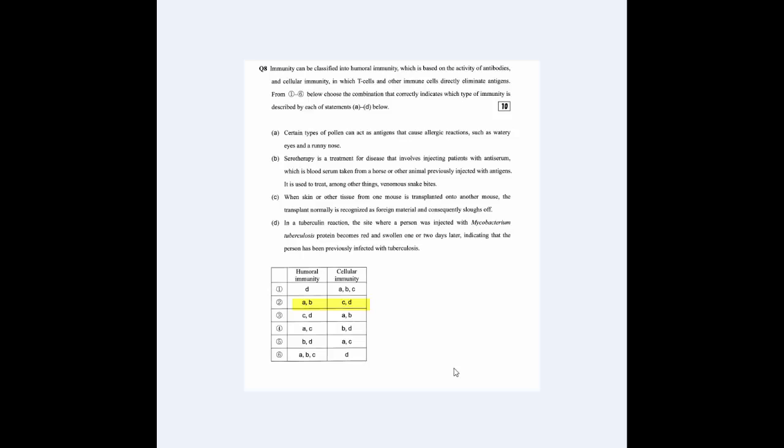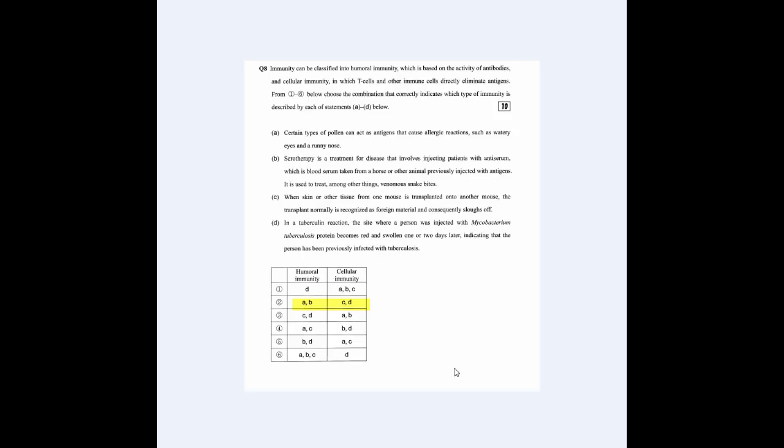Okay, question 8. Immunity can be classified into humoral immunity, which is based on the activity of antibodies, and cellular immunity, in which T cells and other immune cells directly eliminate antigens. From 1 to 6, choose the combination that correctly indicates which type of immunity is described by each of the statements A through D below. And the answer is A and B are humoral immunity, and cellular immunity are C and D.